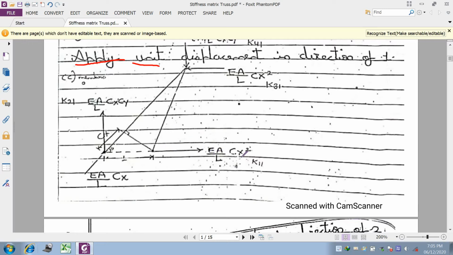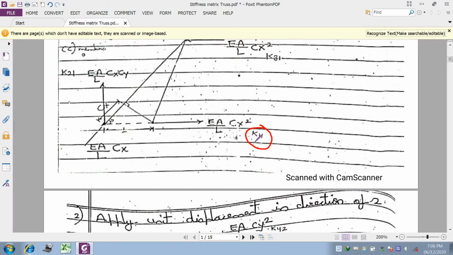This is EA by L and CX square will be formed. Here EA by L CX square will be formed, and this is called K11. That is the stiffness matrix. What is the definition of K11? Okay, you must understand this. K11 means the stiffness of member 1, this is member 1, in the direction of 1. In the direction of 1, we have applied the displacement 1.